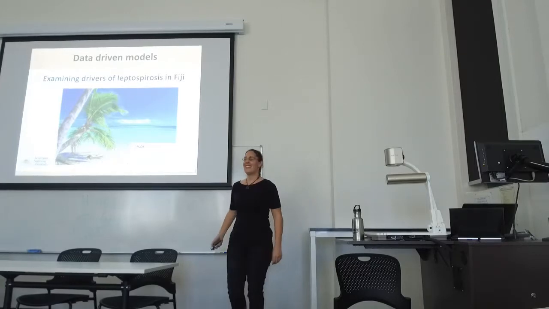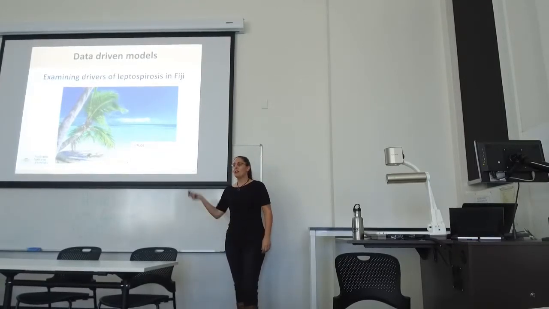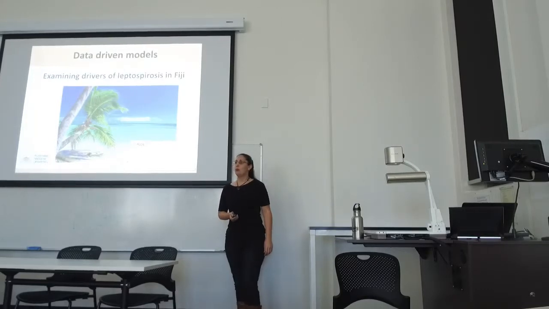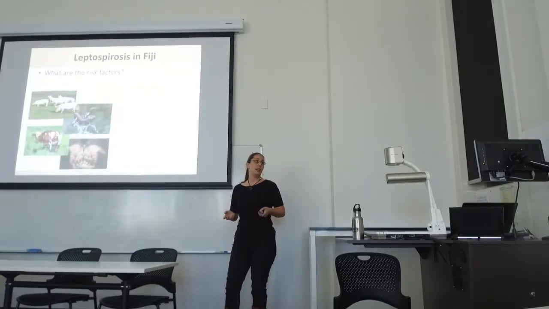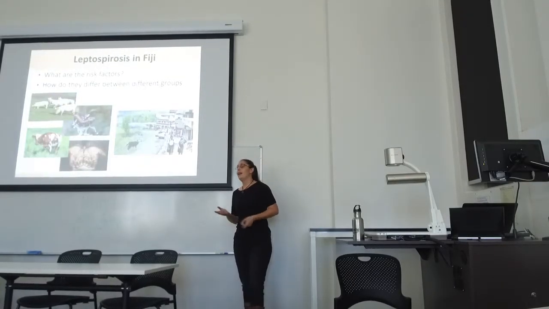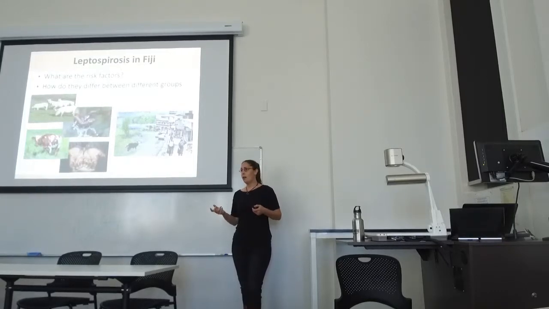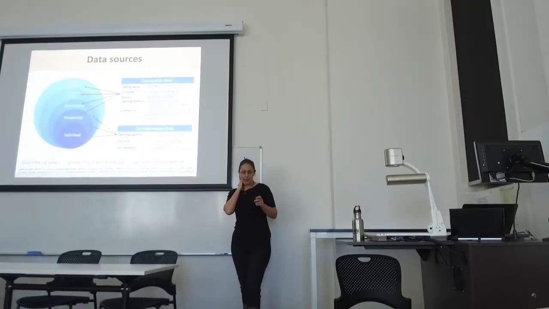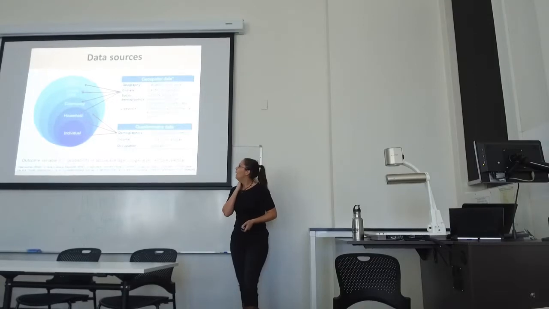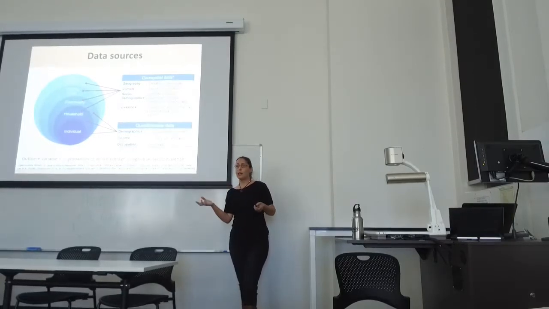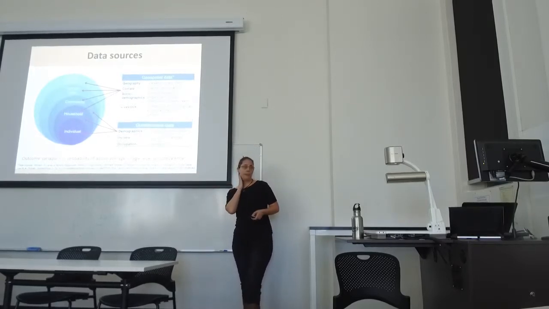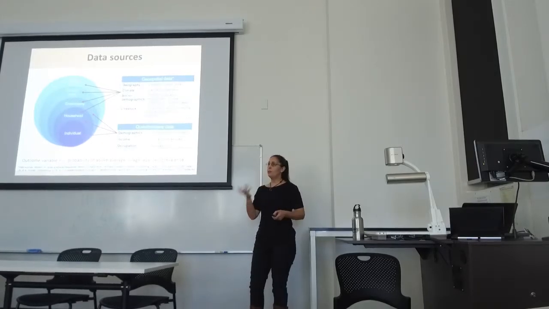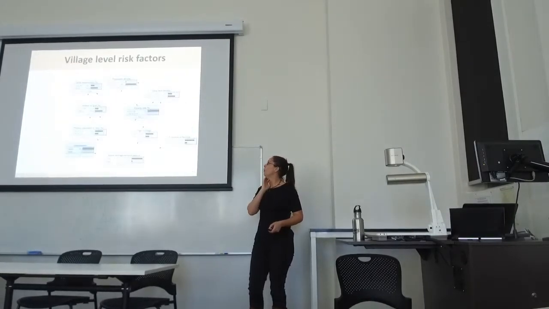I'd like to thank Colleen here for setting this up quite nicely for me. Bayesian networks in Fiji. This was a data-driven model that we did, and we wanted to look at the drivers of leptospirosis in Fiji, looking at what the risk factors are and how they differ between different groups and across space, so urban versus rural environments. We had some really nice data for this study. We had our government data, which was our spatial data, so environmental variables, right down to the household level, which they got from field work. So we had a really good range of predictor variables that we were able to draw upon.